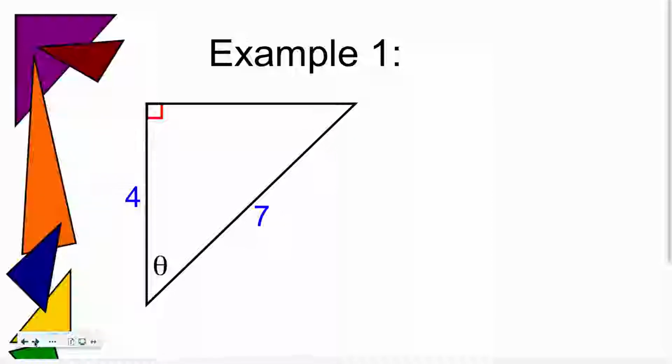So have a little powwow with your group members right now. Tell them what you are going to do so that you can get the 6 trig ratios for theta. And then you can work on it.